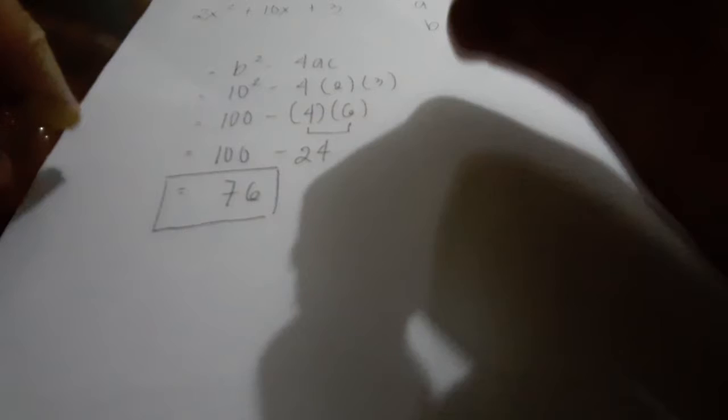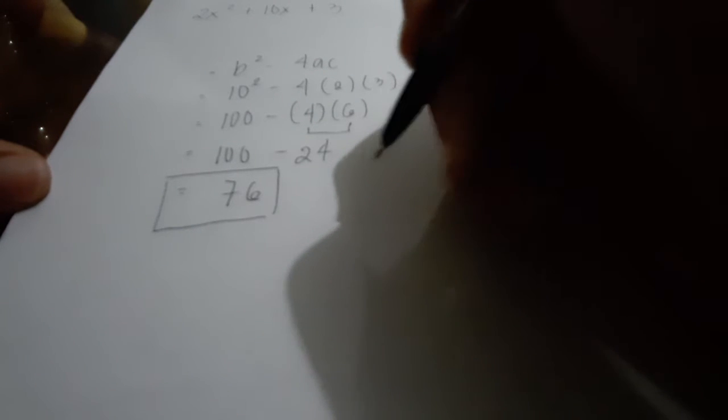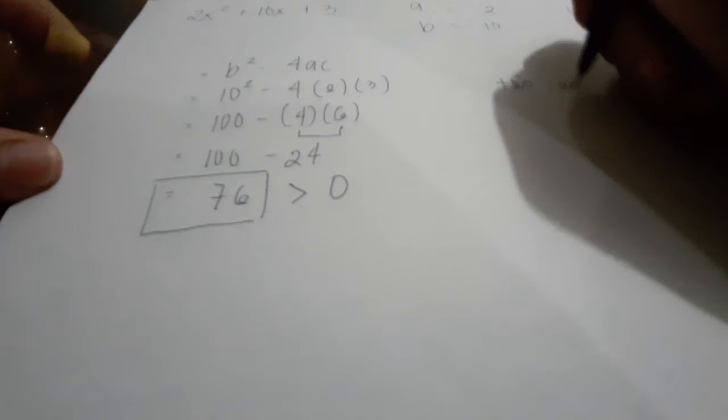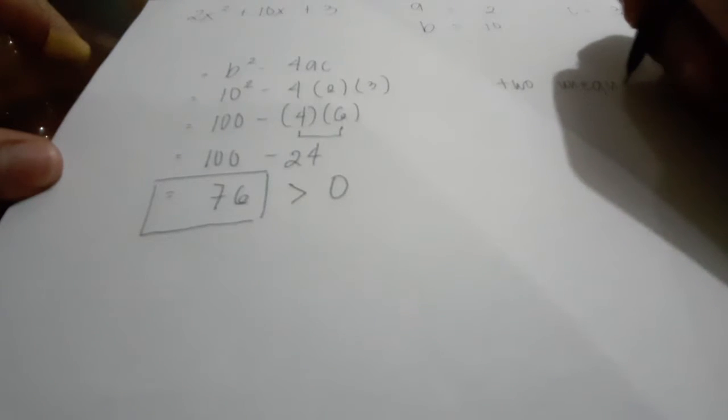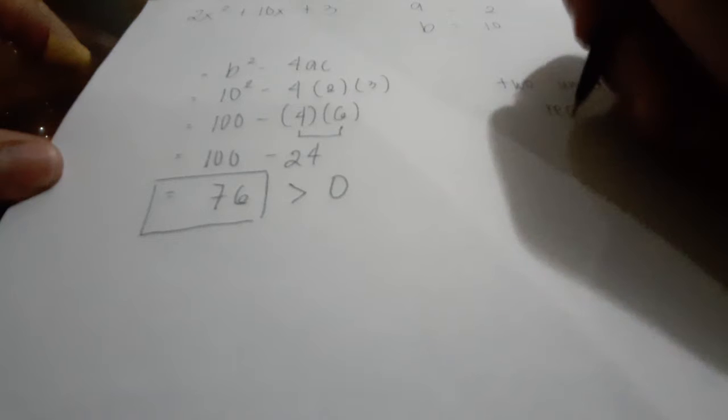So the value of 76 is greater than 0. So the equation has two unequal real roots.